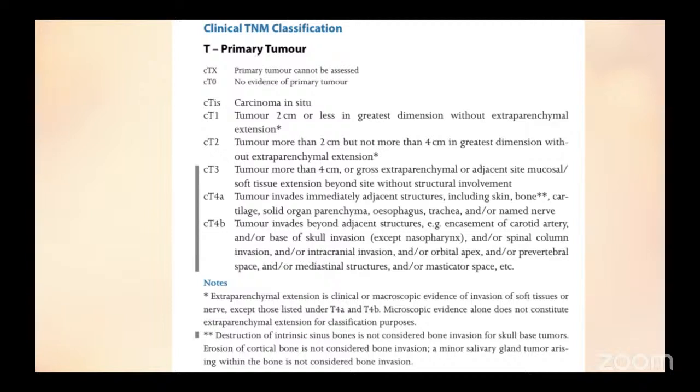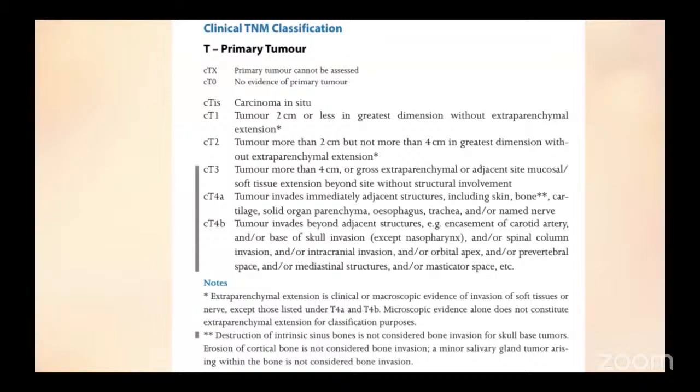T3 is more than 4 centimeter or gross extraparenchymal extension or adjacent mucosal soft tissue extension beyond the site without structural involvement. And this extraparenchymal extension has to be clinical and macroscopic. Microscopic alone is not the criteria because it is a clinical staging.